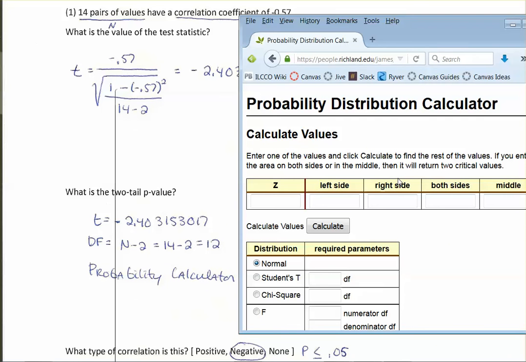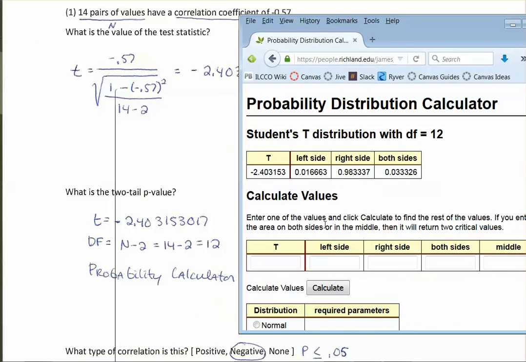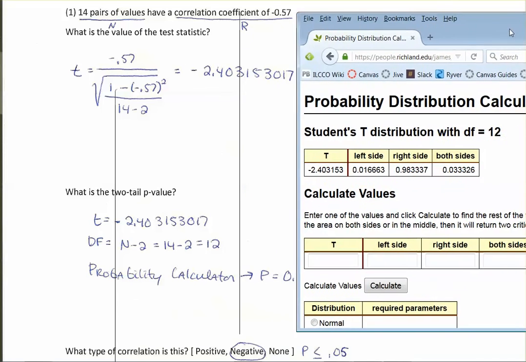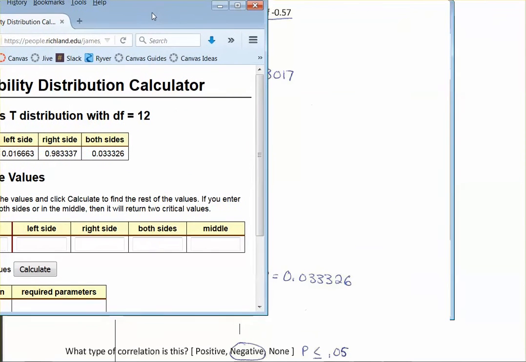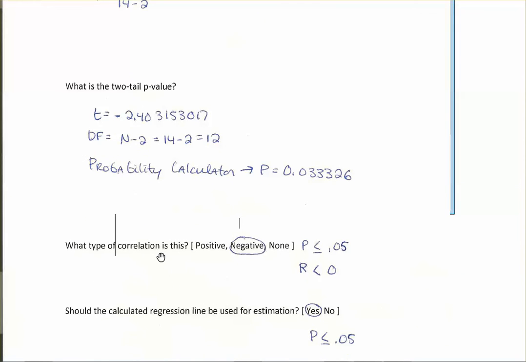Okay, so here's the probability distribution calculator. What we're going to do is click on student t. Our degrees of freedom are 12. Our t value is negative 2.4031530017. Do not round. And click calculate. It says the two-tailed p-value, so the two-tailed is both sides, and we get 0.033326, which there it is right there.